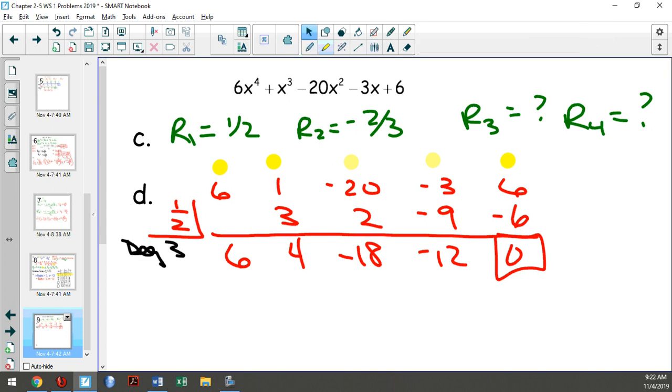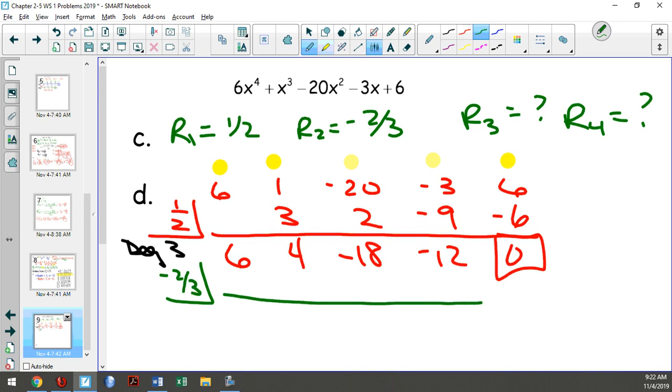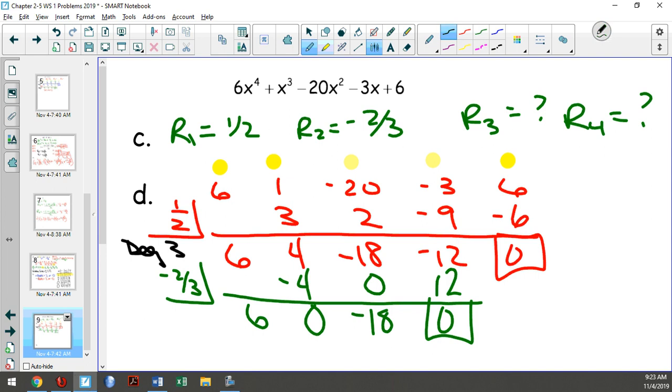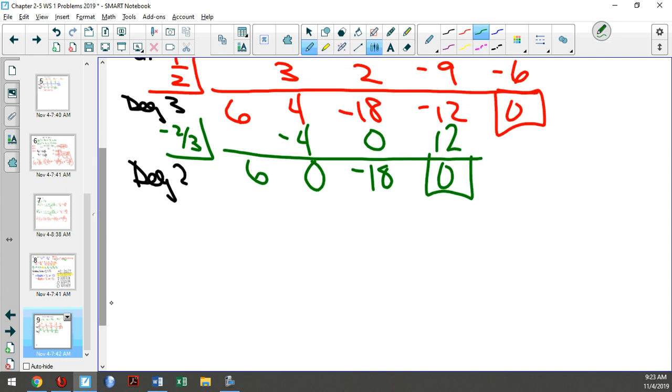Now I need to do it again. At this time, -2/3. Drop down to 6. 6 divided by 3 is 2, times -2 is going to be -4. That gives me a 0. Times -2/3 gives me a 0. Gives me a -18. -18 divided by 3 is -6, times -2 gives me a 12. And that gives me a 0. Yes? What degree does this put me at now? Degree 2. Well, that makes life super fun.